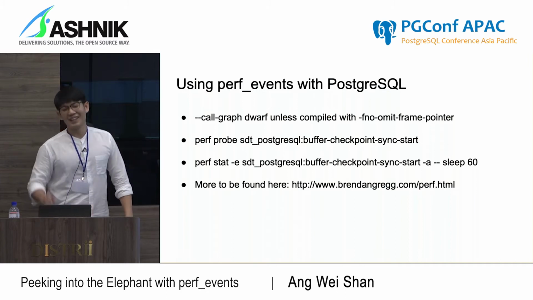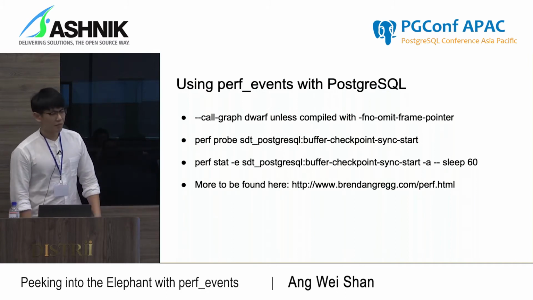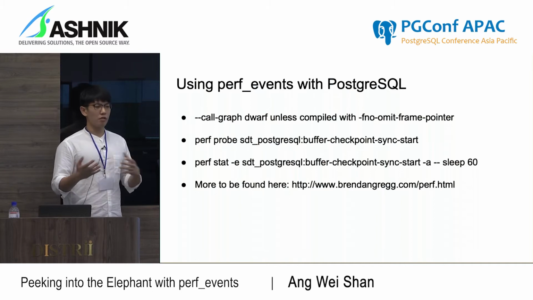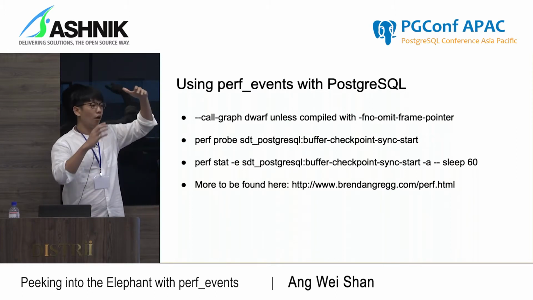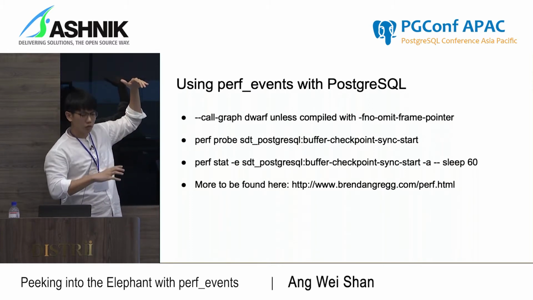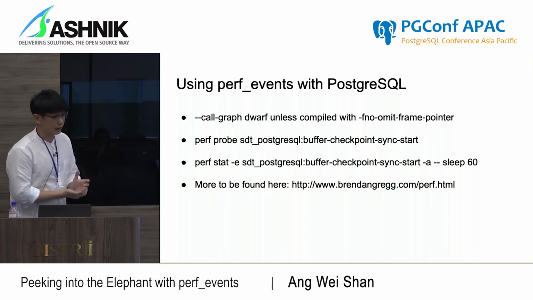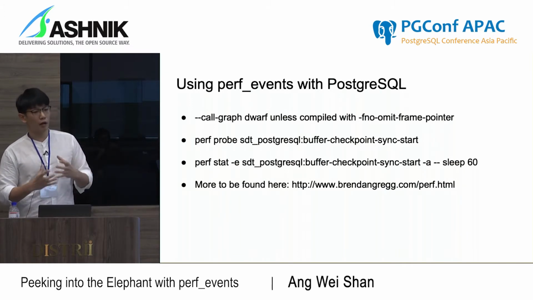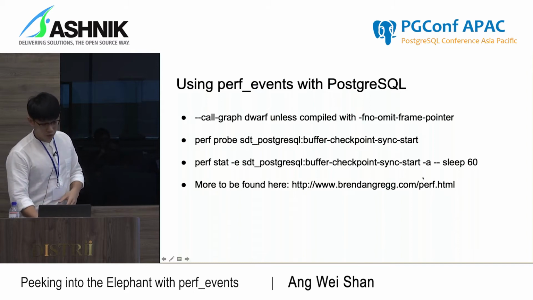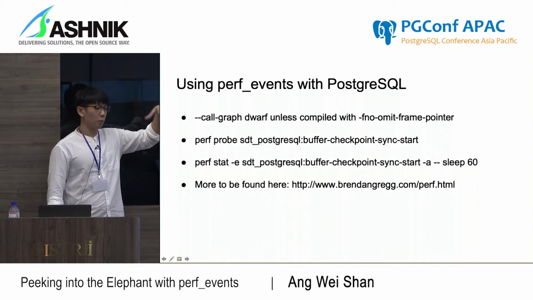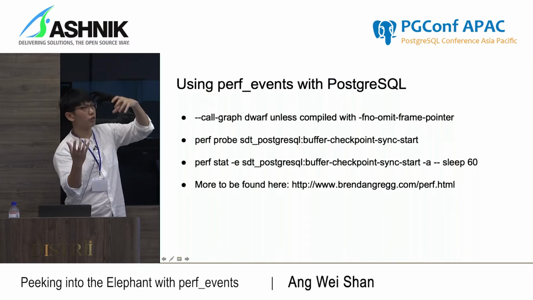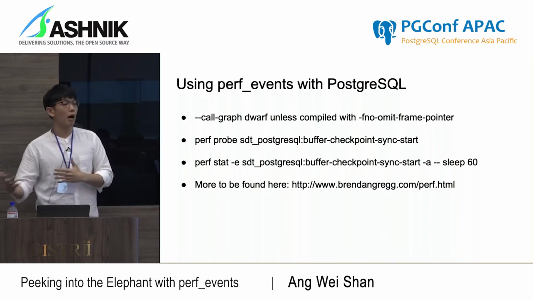So by default, when you install the Postgres RPM, it's compiled without frame pointers. So when you do a perf record, you'll see a lot of question marks and weird symbols. What you can do is install the Postgres debug package, and then when you do your perf record, you can use call-graph dwarf. This will automatically decode those symbols, and you can see the whole thing without recompiling your Postgres again.